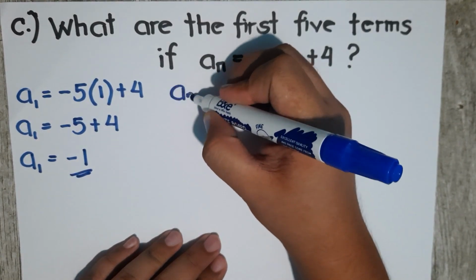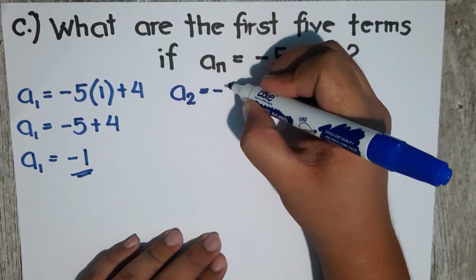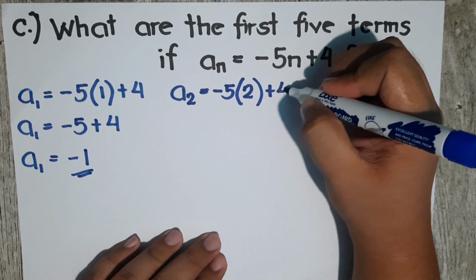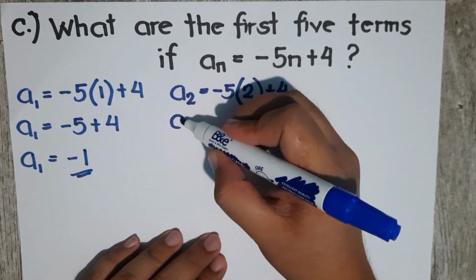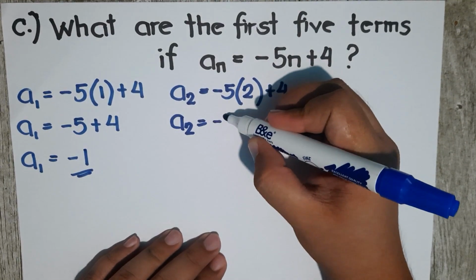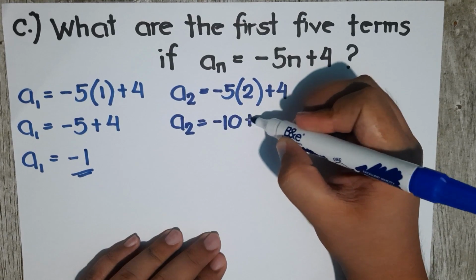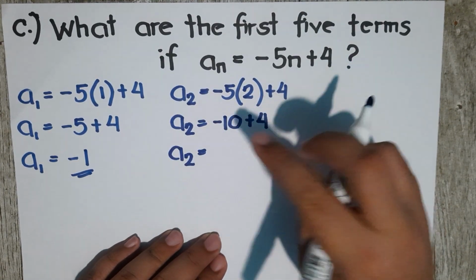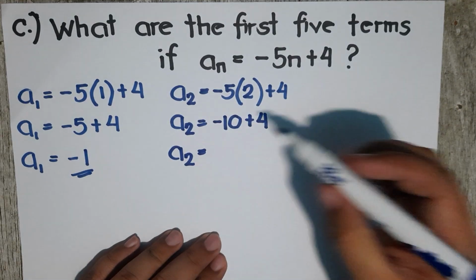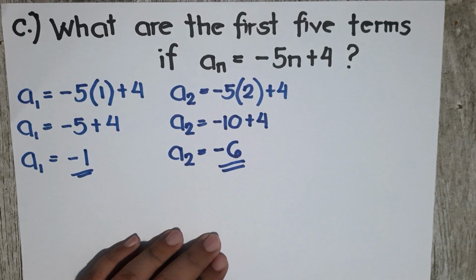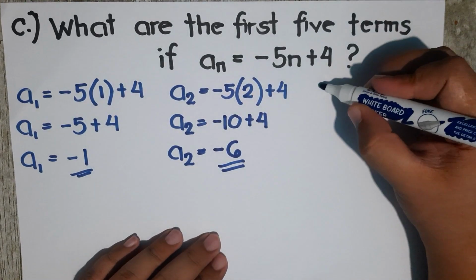A sub 2 is equal to negative 5 times 2 plus 4. A sub 2 is equal to negative 5 times 2 will give us negative 10 plus 4. A sub 2 is equal to negative 10 plus 4 will give us negative 6. Second term. Let's go to our third term.